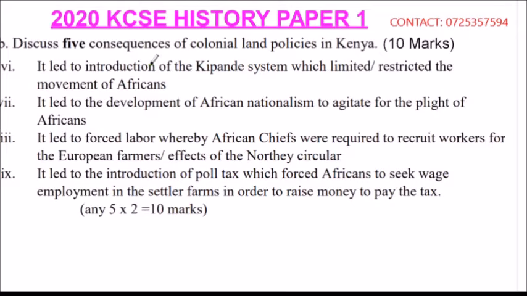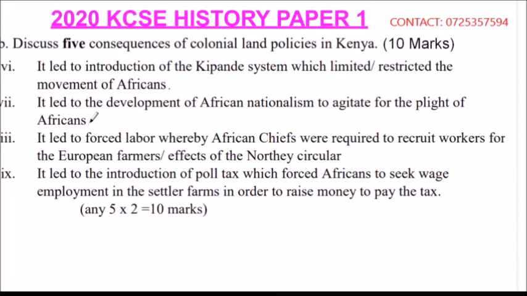Part B, discuss 5 consequences of land policies in Kenya. So this is a continuation of the last part. It led to introduction of the Kipande system, which restricted the movement of the Africans. Kipande, we can compare it like it was an identification document, like what we have the ID now, but this Kipande was to restrict or to limit where the Africans should go, so that the white administration can be able to control them. Number 7, it led to the development of African nationalism to agitate the pride of Africans.